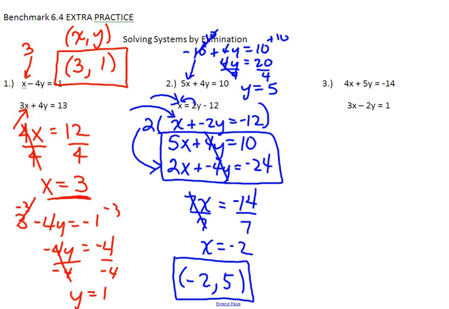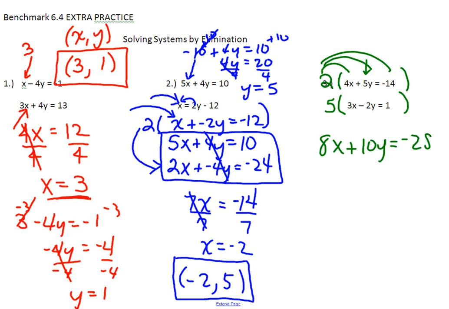For our final problem, my x's are lined up, my y's are lined up. The problem is that 3 does not go into 4, and 2 does not go into 5 evenly. So we need to change both equations. Already the y's have opposite signs, so I'm going to stick with the y's. I'll multiply the first equation by 2, kind of like getting a common denominator, and the second equation by 5. That'll give me 10s for the coefficients of the y's. So when I multiply the 2 through all three parts, I get 8x plus 10y equals -28.